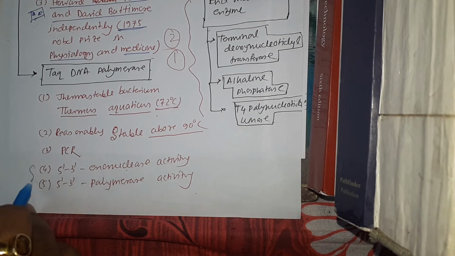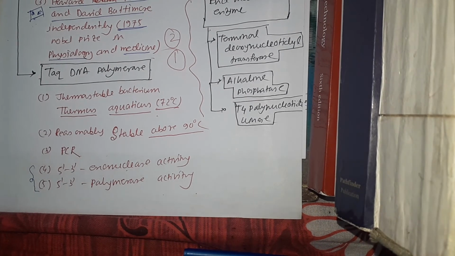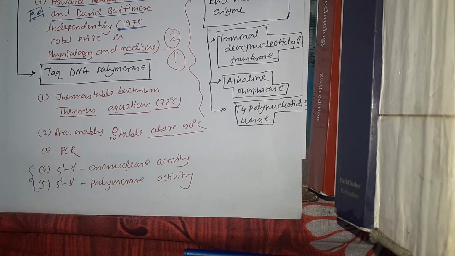The most important thing about Taq DNA polymerase is that it has two properties. One is 5' to 3' exonuclease activity and the other is 5' to 3' polymerase activity, but it lacks 3' to 5' exonuclease activity. That was exhibited by our first enzyme in the template dependent DNA polymerase group, DNA Pol 1.